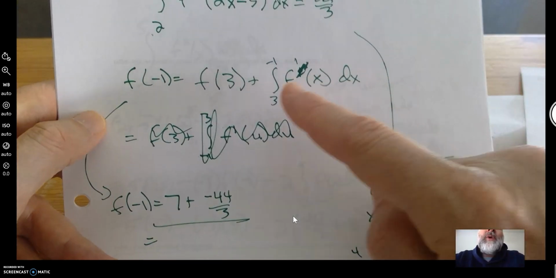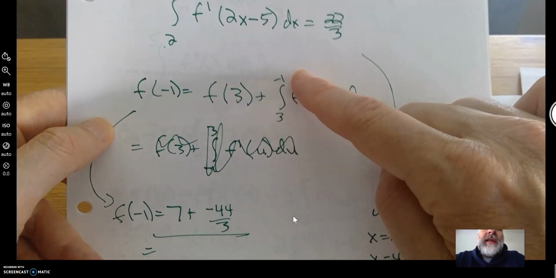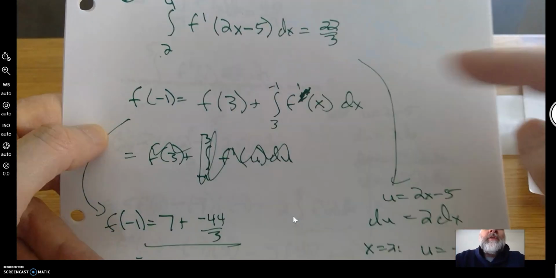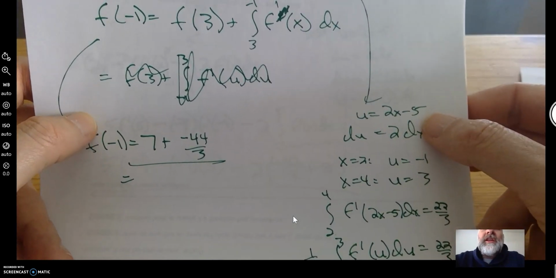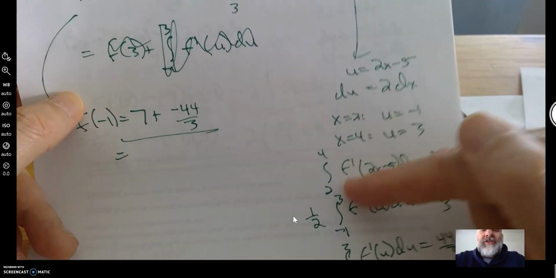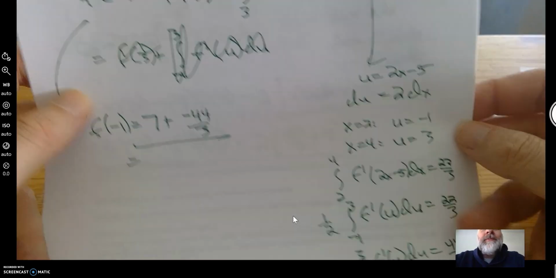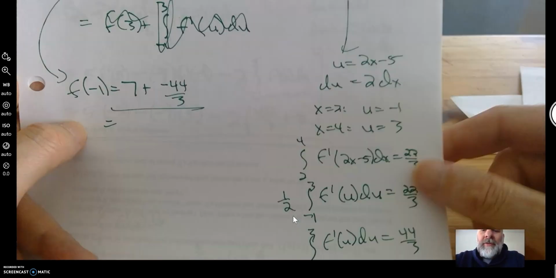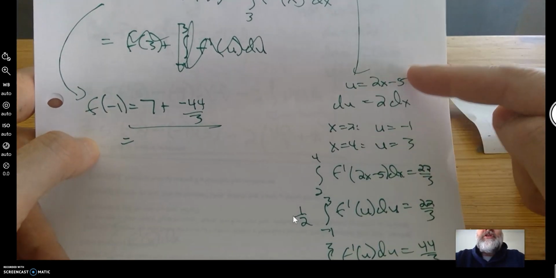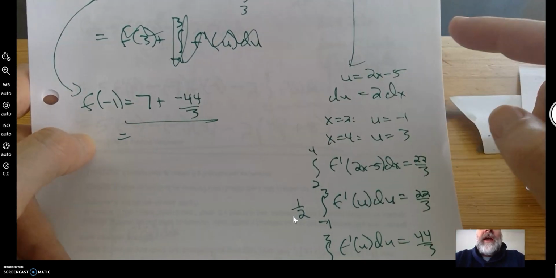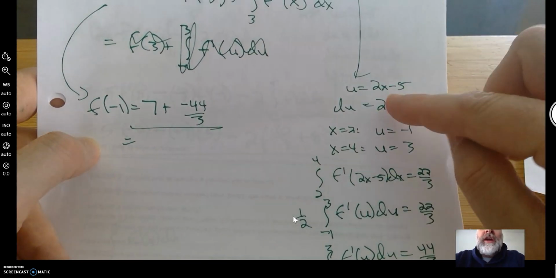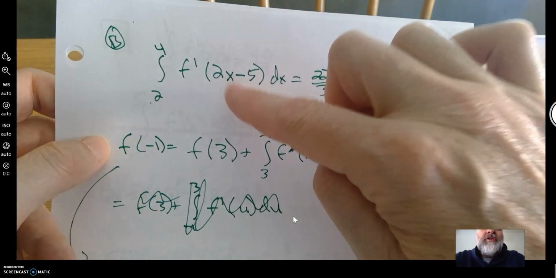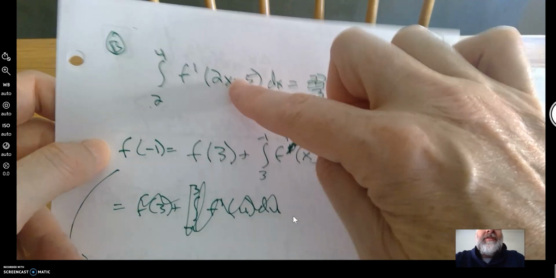Then I realized, wait a minute, the bounds here are 3 to negative 1, but they gave me the bounds from 2 to 4. That seems kind of confusing, and I realized what we needed was a u substitution, so that when we do a u substitution, we're going to change the bounds. That's me having a moment of epiphany. So I said u is equal to 2x minus 5 and then substituted. I was a little confused because I was trying to do the u substitution on this, but really I need to do the u substitution to transform this because this has the 2x minus 5 in it.